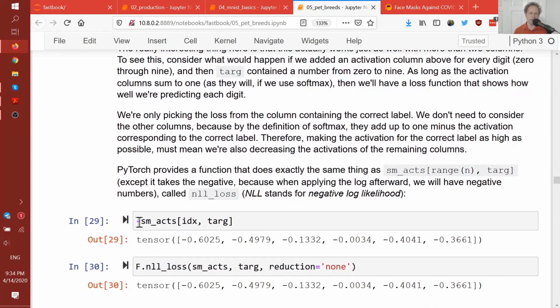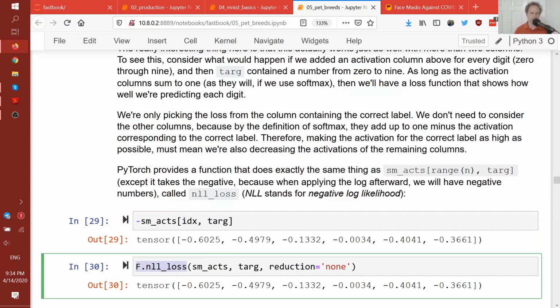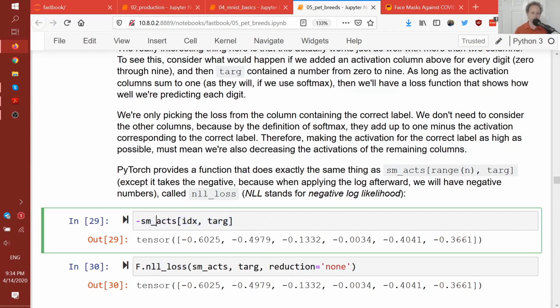So this thing we're doing, where we're going minus our activations matrix, all of the numbers from 0 to n, and then our targets, is exactly the same as something that already exists in PyTorch called F.nll_loss, as you can see. Exactly the same. So again, we're seeing that these things inside PyTorch and fastai are just little shortcuts for stuff we can write ourselves.